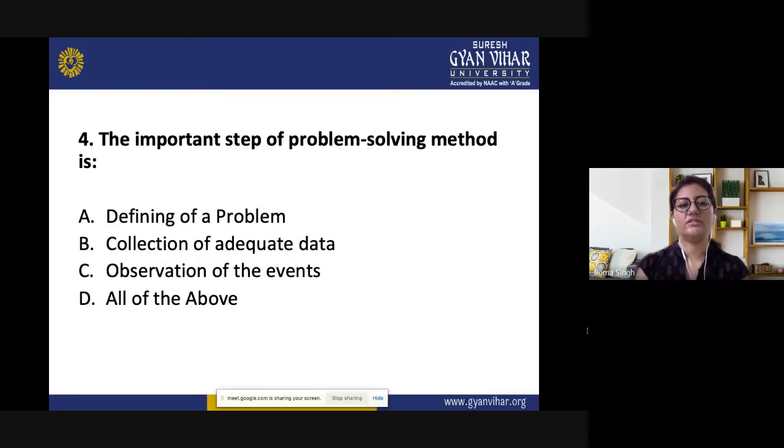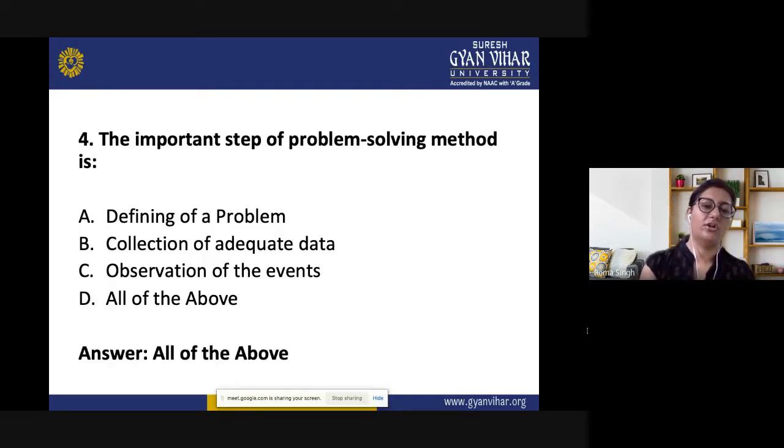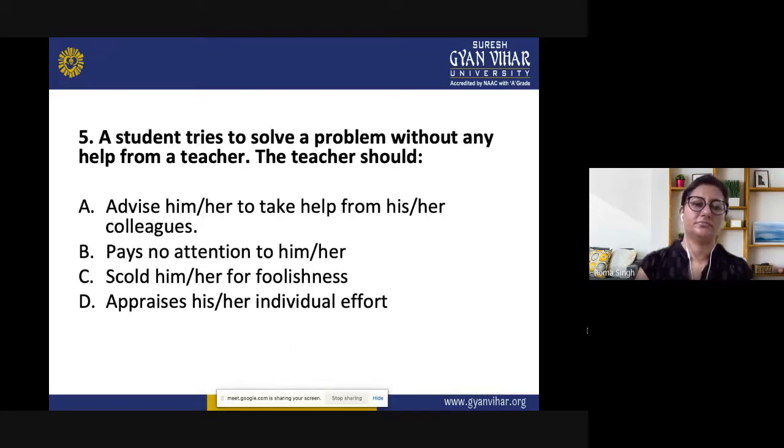The next question is, the important step of problem solving method is defining of a problem, collection of adequate data, observation of the events, or all of the above. So here we can see that all the steps are very important in problem solving method. So correct answer is all of the above.